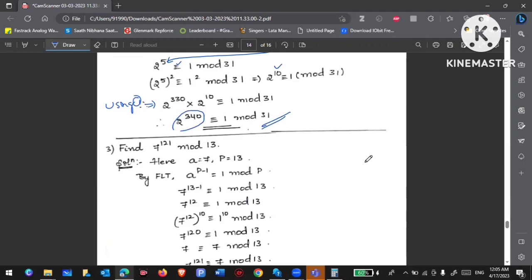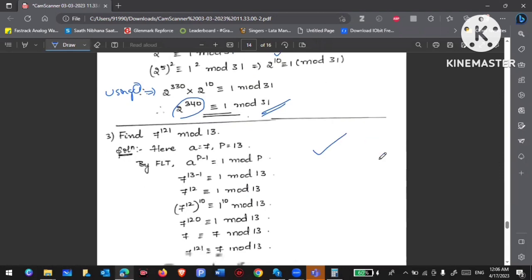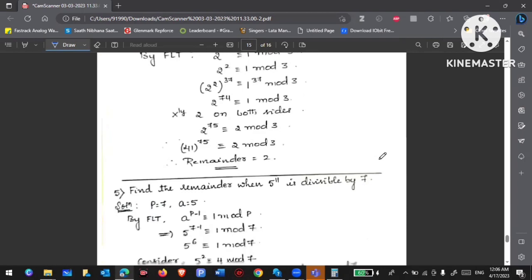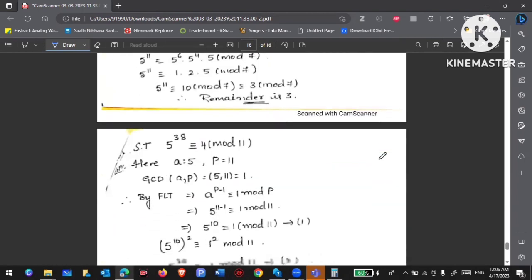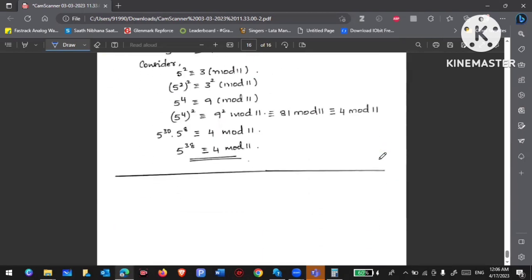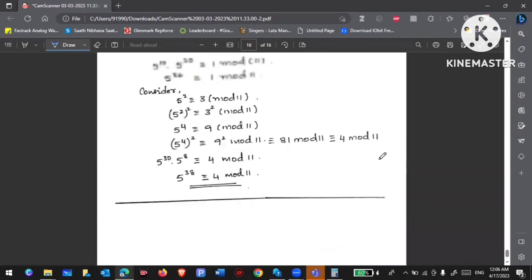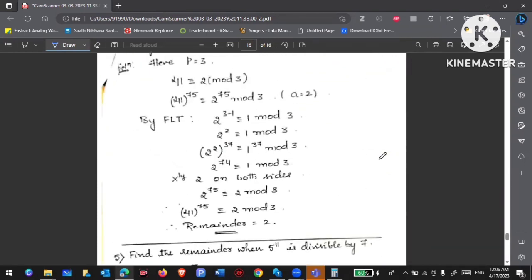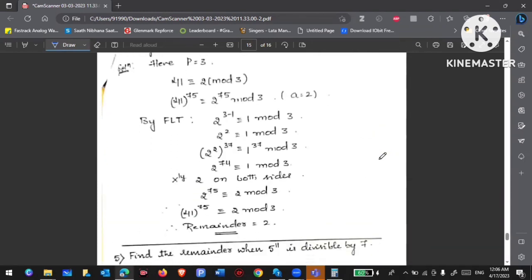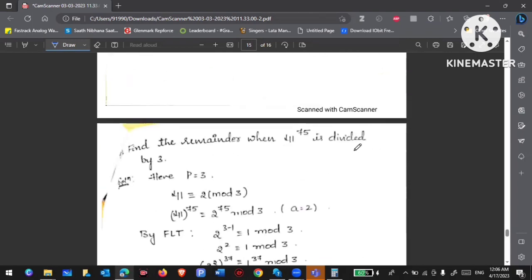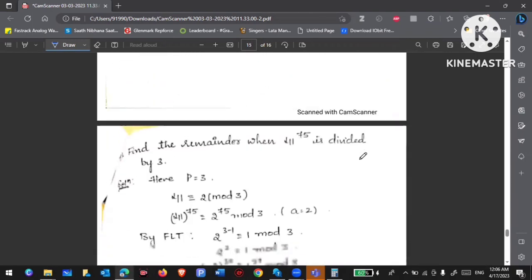And the final question, try to solve on your own. Try to solve these problems on your own.